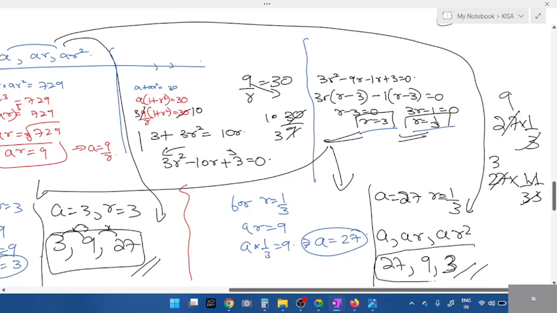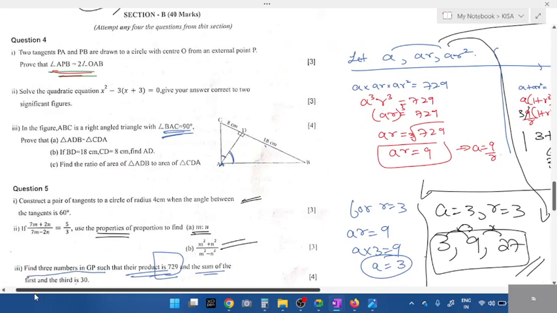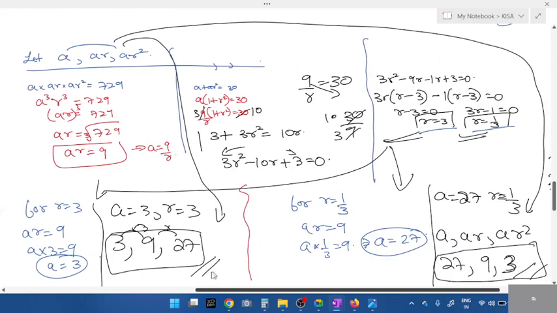These are the two combinations, students. These are the answers: 3, 9, 27 and 27, 9, 3. See, such a lengthy one. How many marks is this? 4 marks. A 4 marks question.